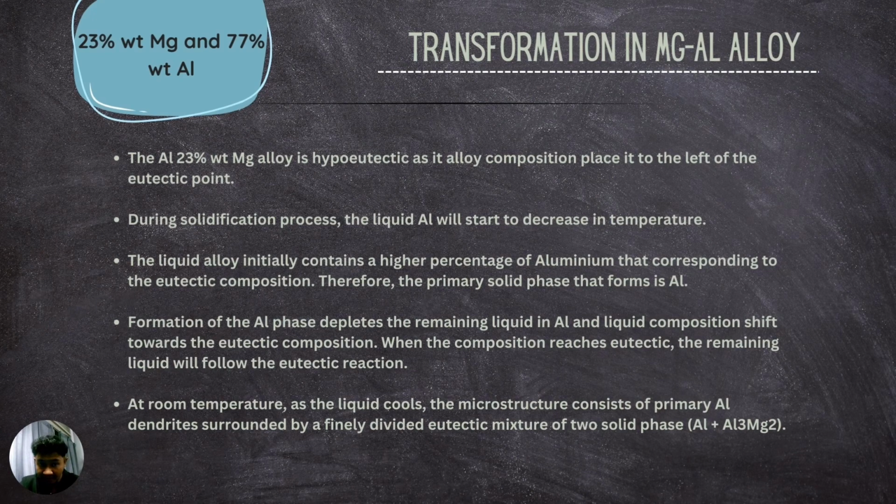During the solidification process, the liquid aluminum will start to decrease in temperature. The liquid alloy initially contains a higher percentage of aluminum than the eutectic composition. Therefore, the primary solid phase that forms is aluminum. The formation of the aluminum phase will deplete the remaining liquid in aluminum, and the liquid composition shifts towards the eutectic composition. At room temperature, as the liquid cools, the microstructure consists of primary aluminum, surrounded by a finely divided eutectic mixture of two solid phases, which are aluminum plus Al3Mg2.